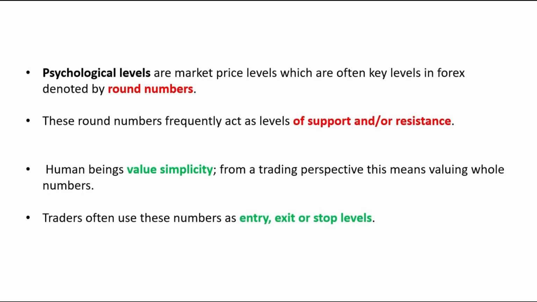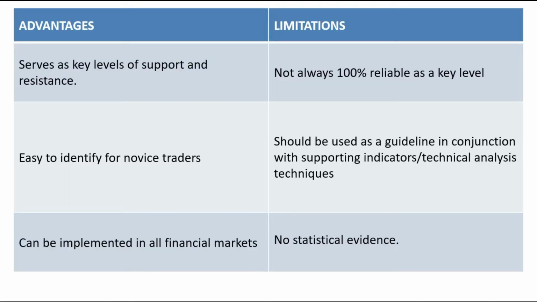But like I said, it's not always round numbers. Sometimes it can be 1.3, but sometimes it can be 1.305. Sometimes it can be the price in the middle between two round numbers. So this is not an exact science, and we cannot give an exact definition that is always true. However, we need to know the advantages and limitations of this theory.